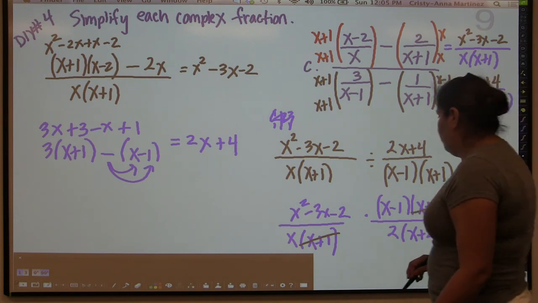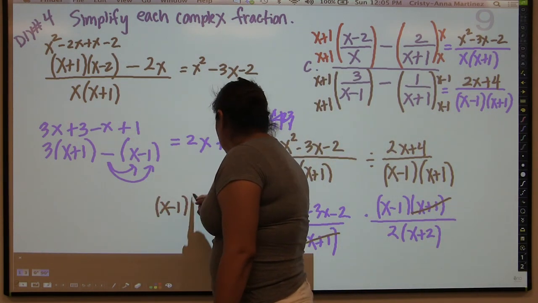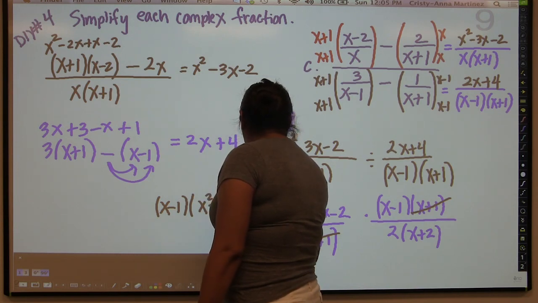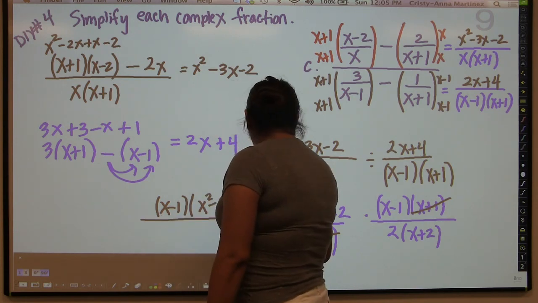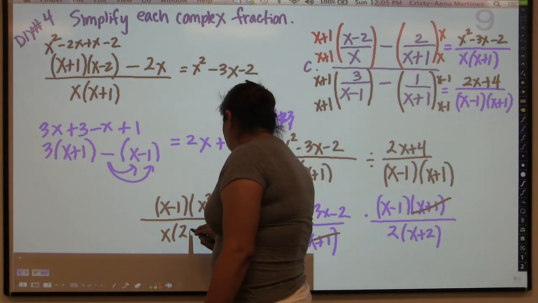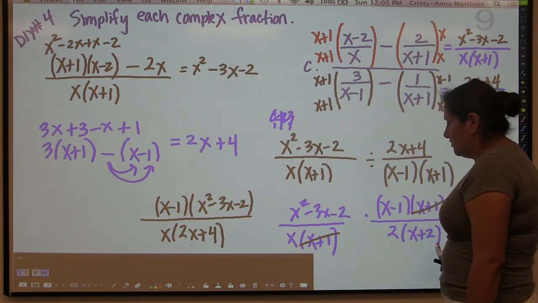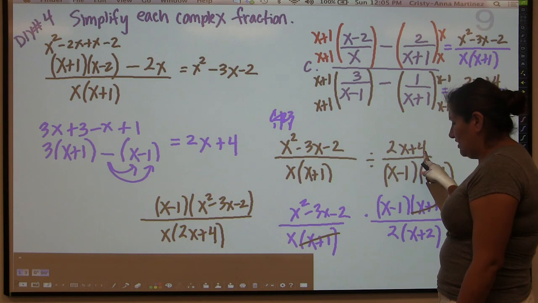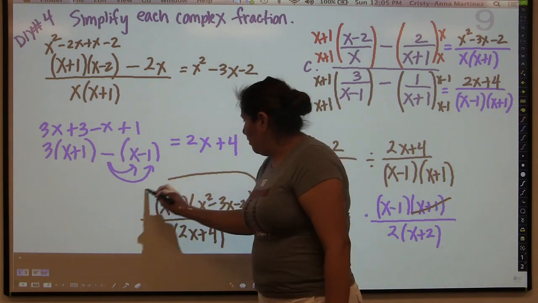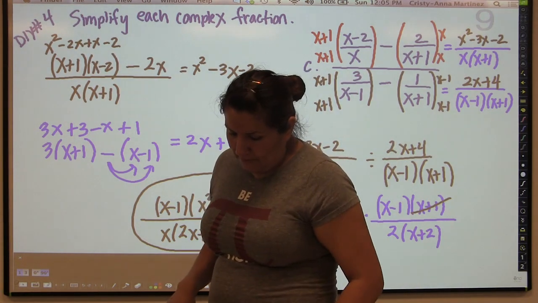So our final answer will be x minus 1 times x squared minus 3x minus 2 all over x times 2x plus 4. No need to factor it. You can leave it like this, 2 times x plus 2, or you can just leave it as 2x plus 4 because it didn't factor or didn't cancel with anything. So this will be our final answer for that part.